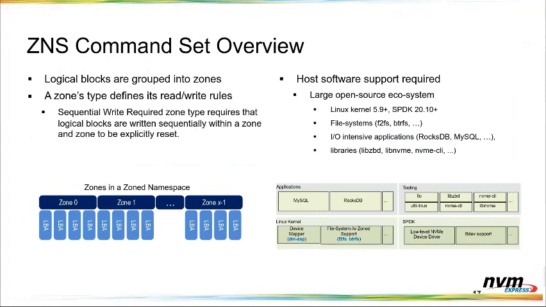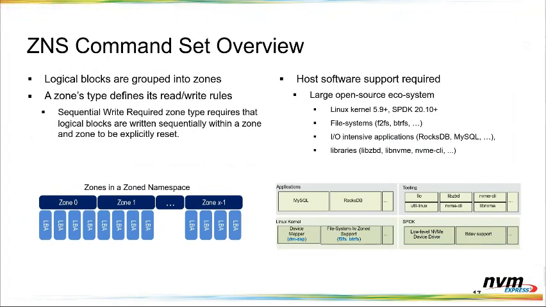So to enable that, it obviously isn't free. We are redefining where the division of functionality lies. To achieve this, logical blocks are grouped into zones, and each zone has a zone type which defines its read-write access rules. In the current revision of the ZNS command set, there is one zone type called the sequential write required zone type, which requires that the logical blocks are written sequentially within a zone, and that a zone must be explicitly reset.